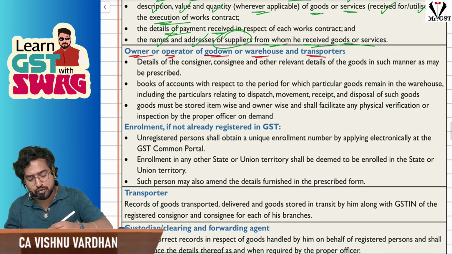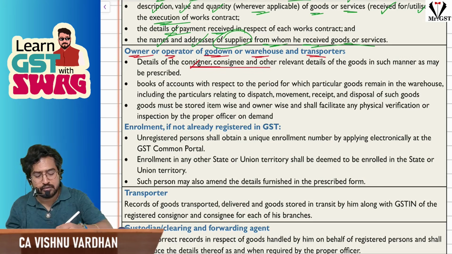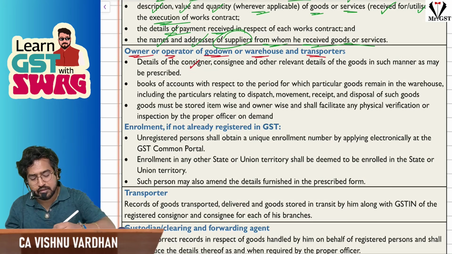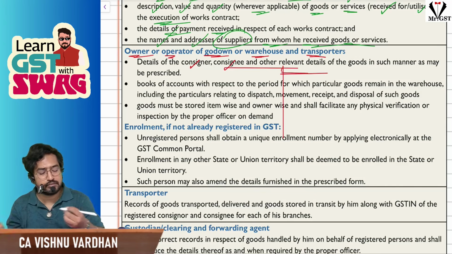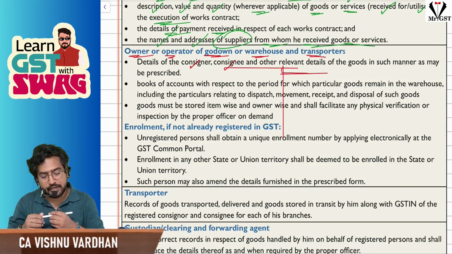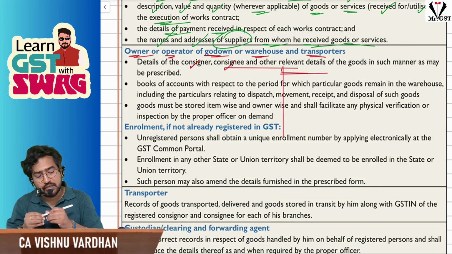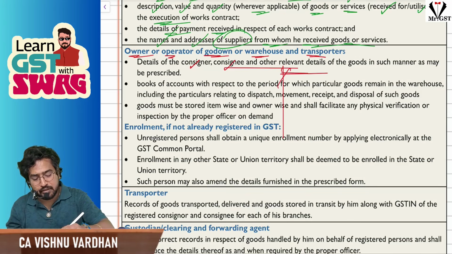Sir, what should they do, ma? They should maintain the details of consignor, consignee, and other relevant details of the goods in such manner as may be prescribed.